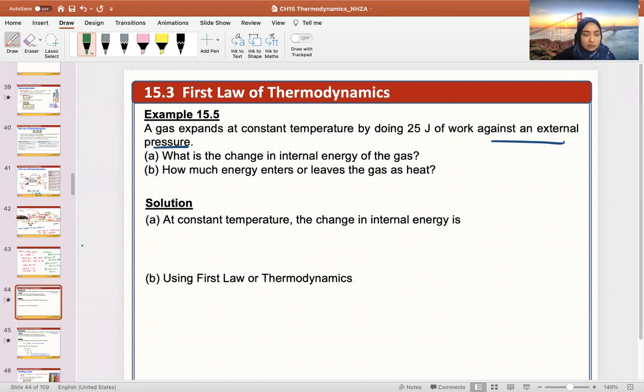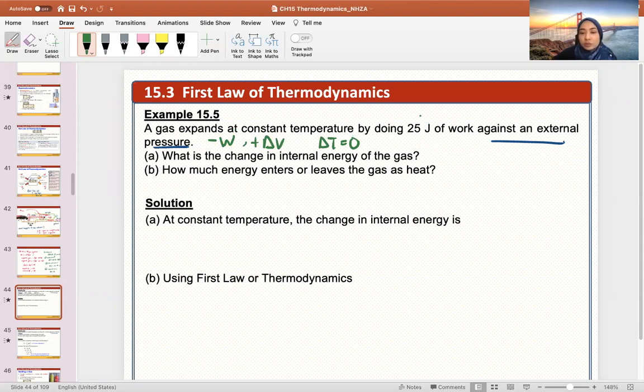So the gas expands. The first sentence we already know: expand means negative work. Compress means positive work. Expand means negative work. Positive delta V means it expands, negative work. So this is positive delta V. At constant temperature, so delta T is 0, by doing 25 joules of work.